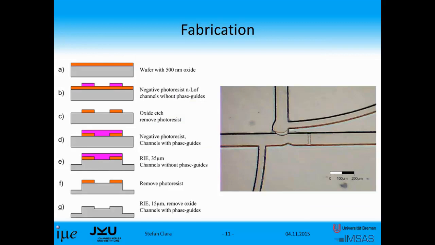So here we see the fabrication process. We designed this process so that we could do all the lithography steps at the beginning and then the etching steps. I don't want to go deeper into this because I'm not an expert on these clean room technologies. Here you see the device which we came up with. You see the channel structures, the connections for the pressure reservoirs, the phase guides and the boundary structures.